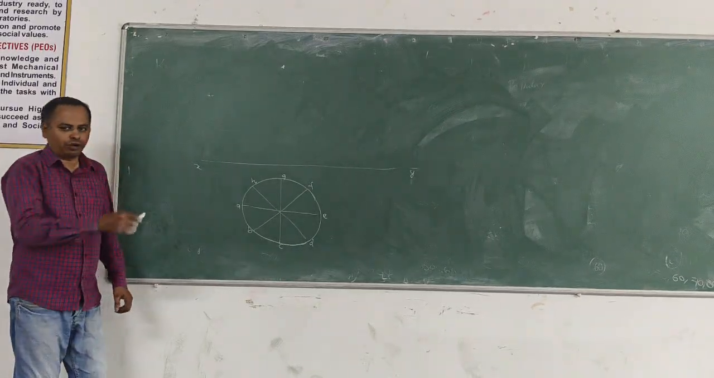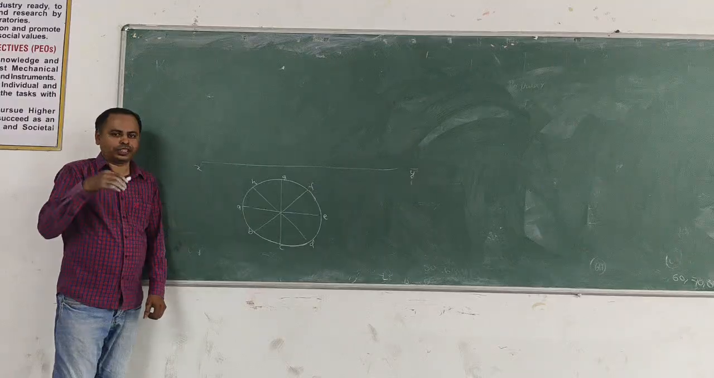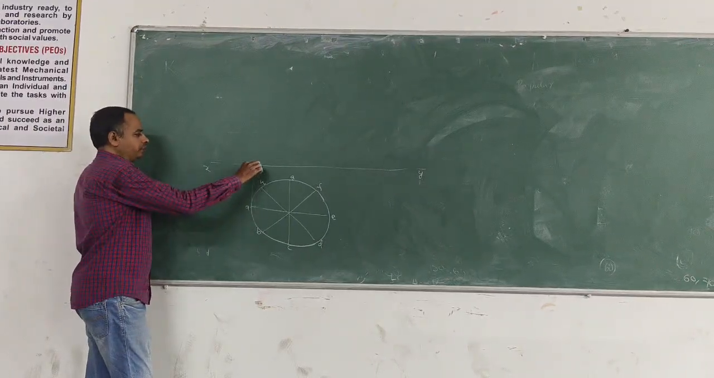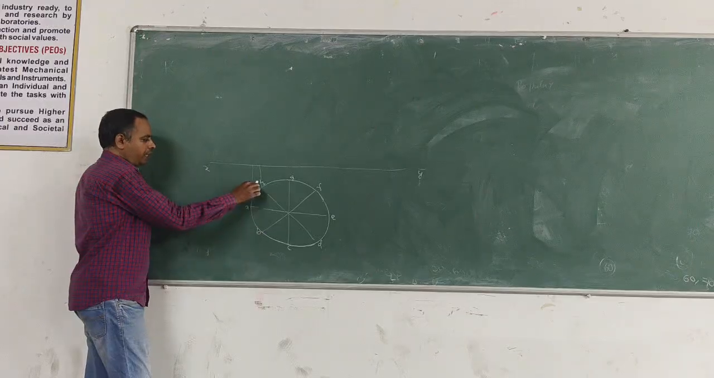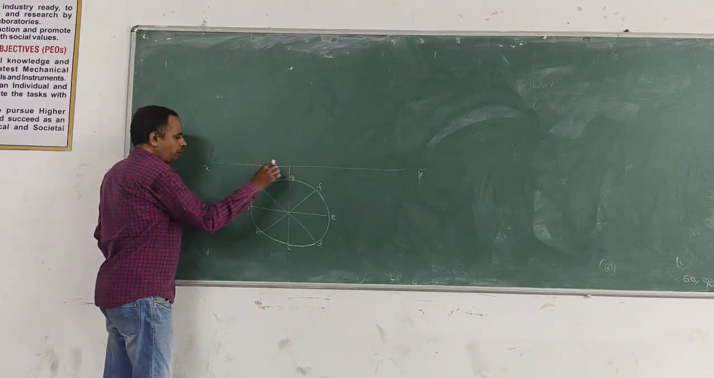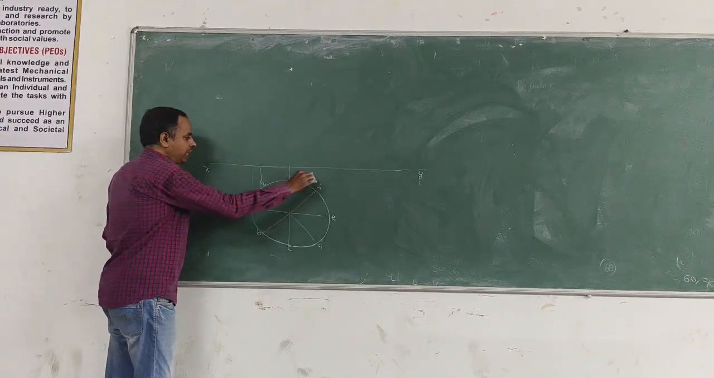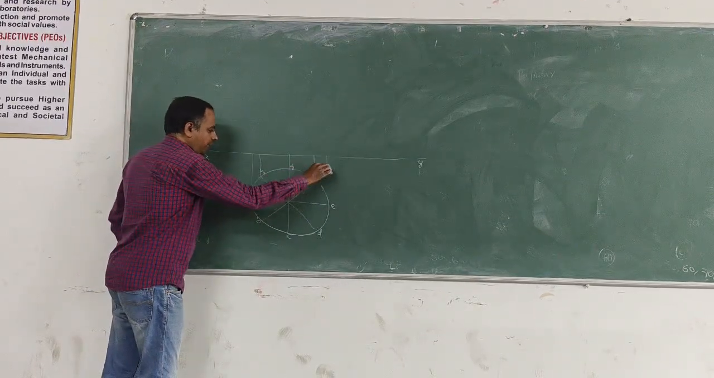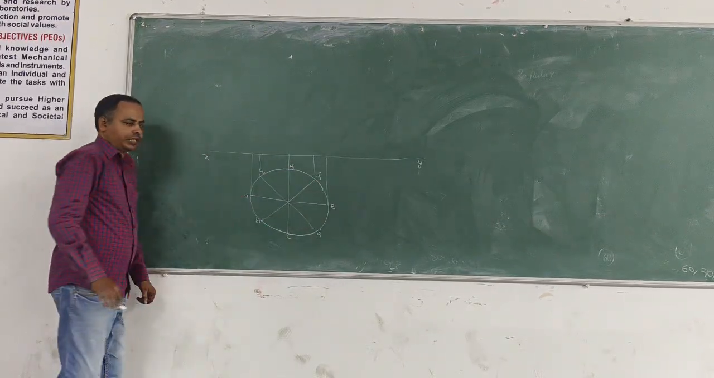Now to get the front view of each one, draw the projection line from all these points. Draw the projection line from A. Similarly, draw the projection line from B and H. Similarly, draw the projection line from C and G. Next, draw the projection line from D and F. Now again, draw the projection line from E.